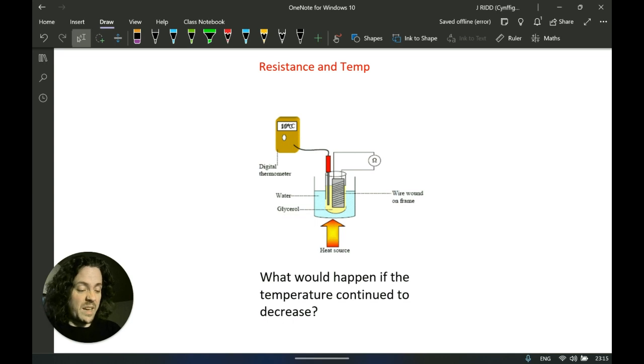Could be a Bunsen burner. I've seen this done in a kettle. I did it myself in a kettle once, rather unsuccessfully. But there's variations on this. I'm sure you've done something similar in school yourself.